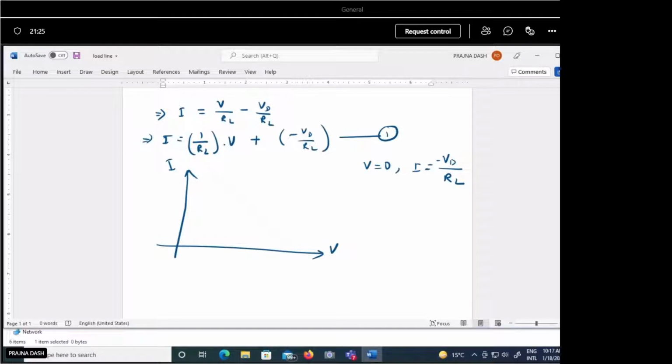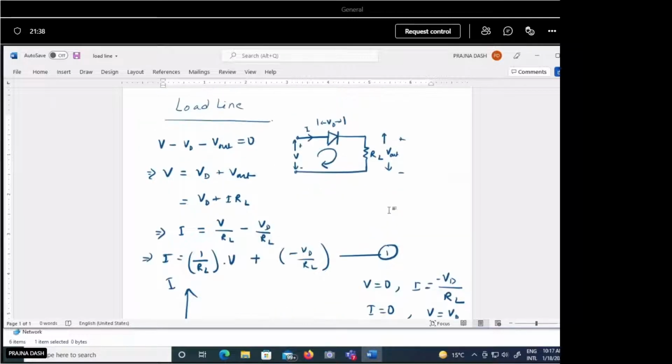With V equal to zero, we are getting I equal to minus VD by RL. Or if you take I equal to zero, then V equals VD, the diode voltage. So we are getting two fixed points.